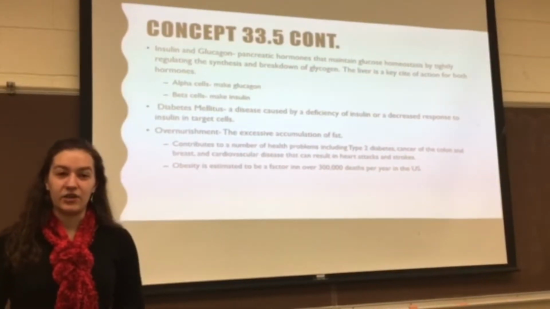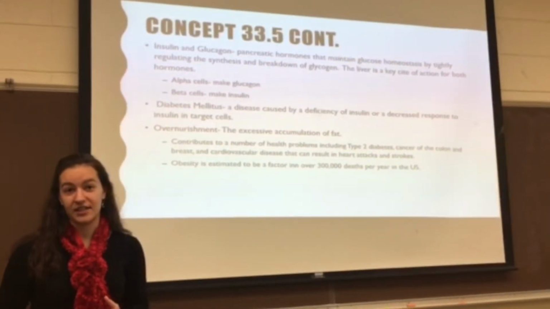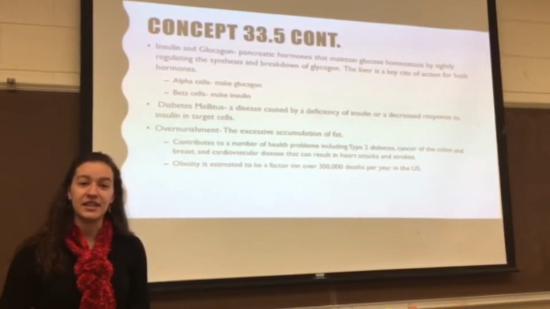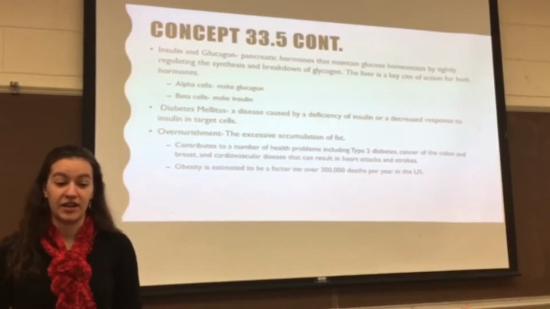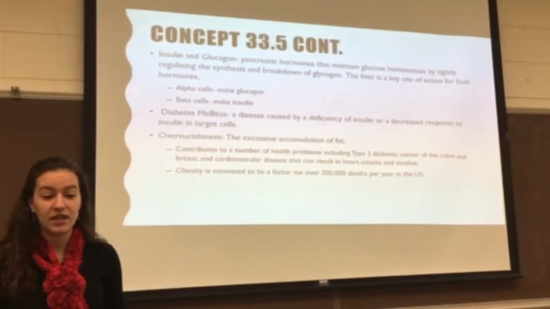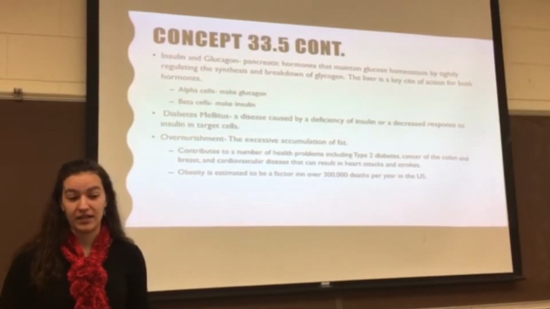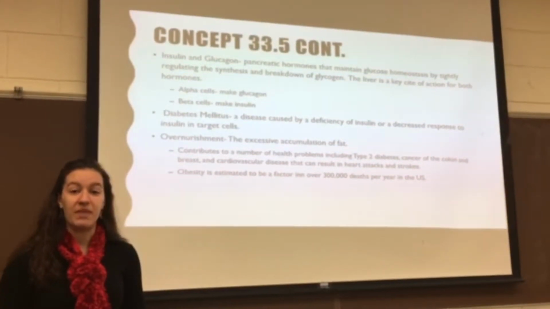So insulin and glucagon are two pancreatic hormones that maintain glucose homeostasis by tightly regulating the synthesis and breakdown of glycogen. The liver is a key action site for both of these hormones. Glucagon is made by alpha cells in the pancreas, and insulin is made by beta cells, also in the pancreas. So now that you know what insulin and glucagon are, let's watch a video to summarize what diabetes is, what causes it, and how it works.